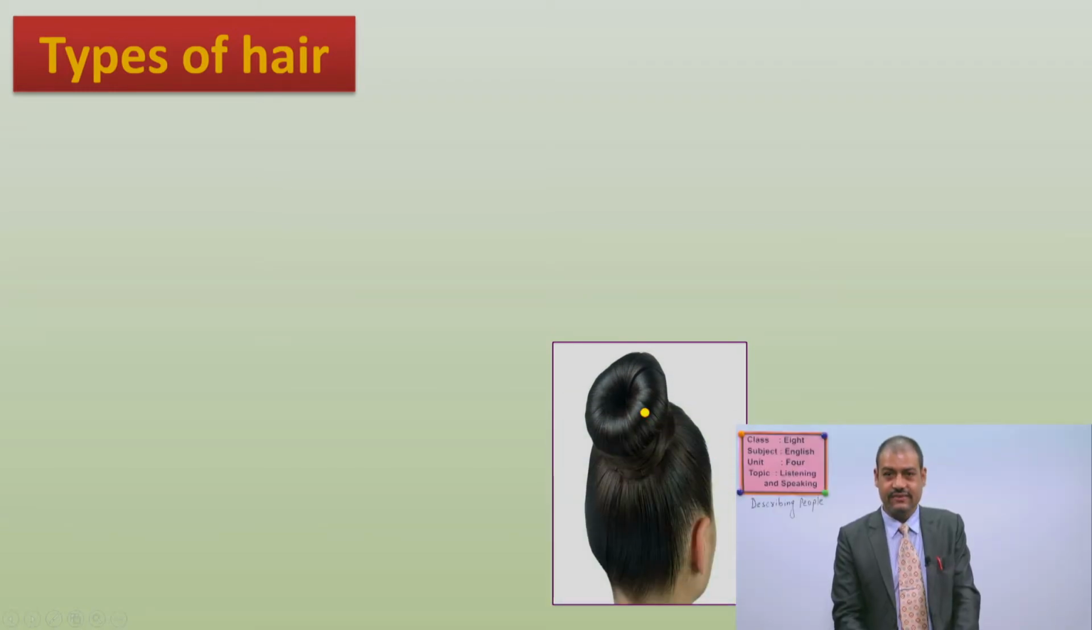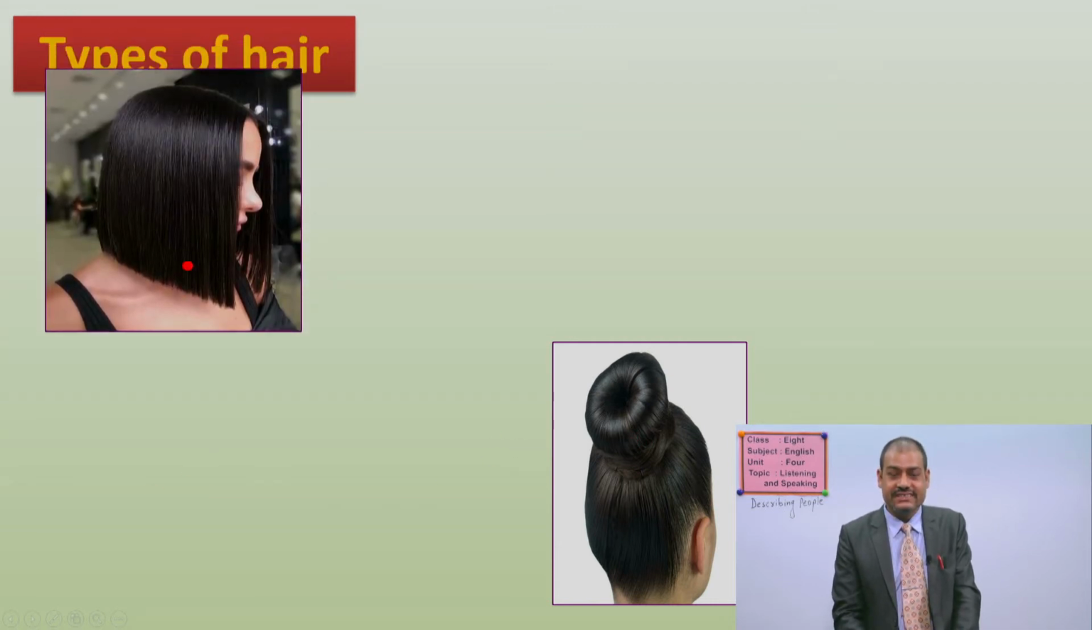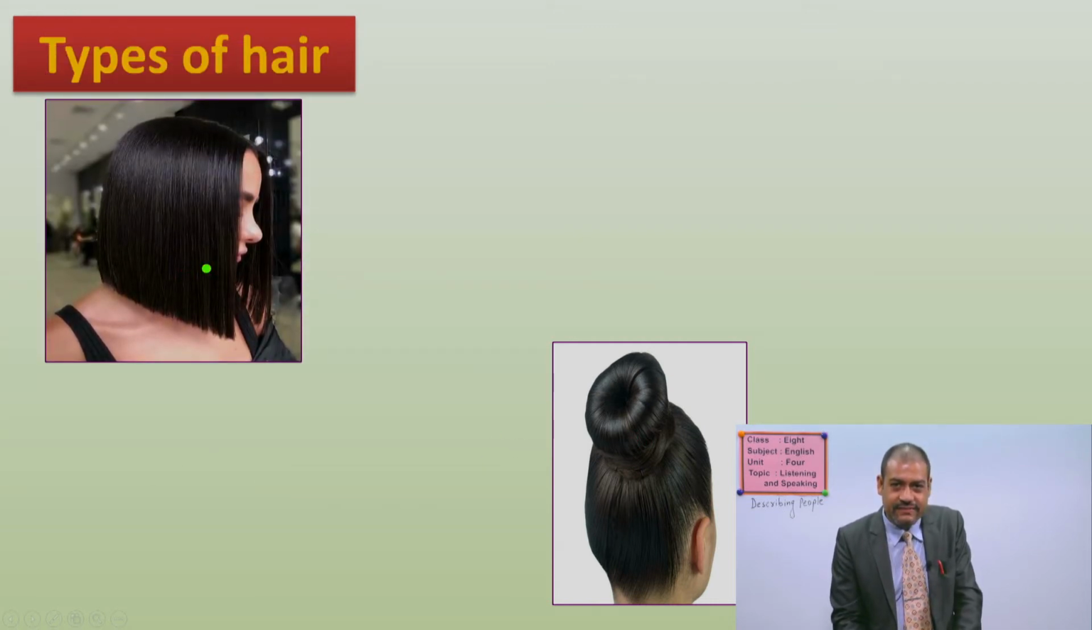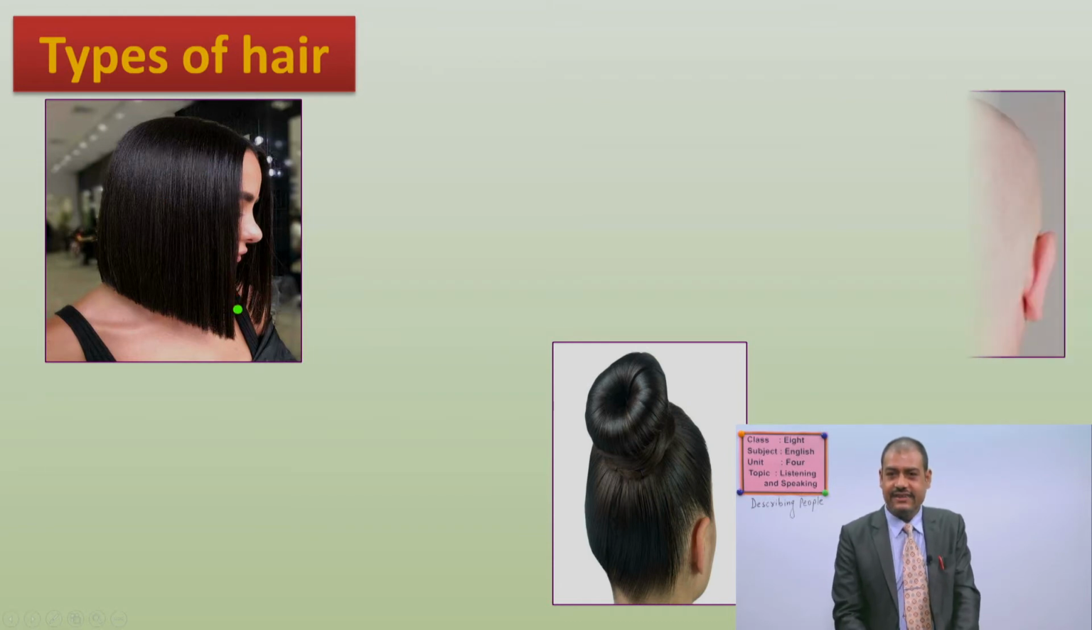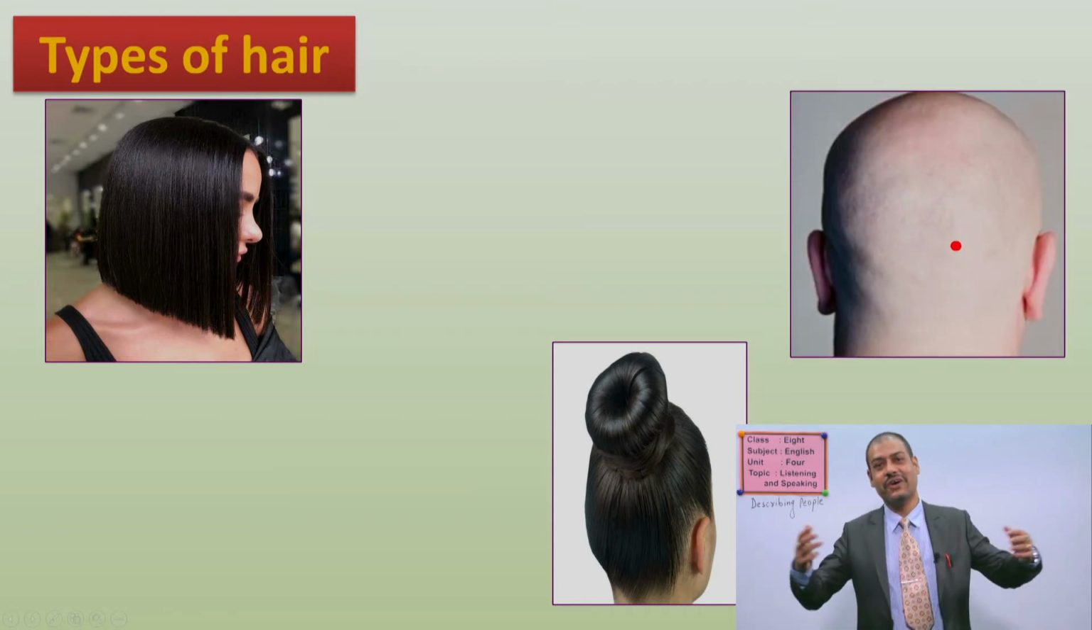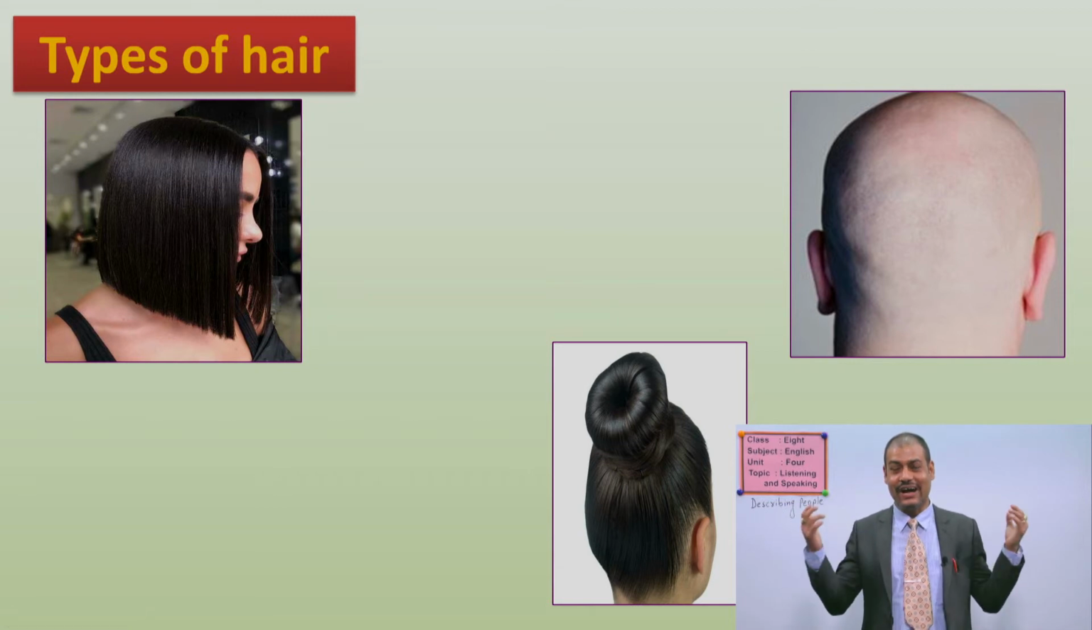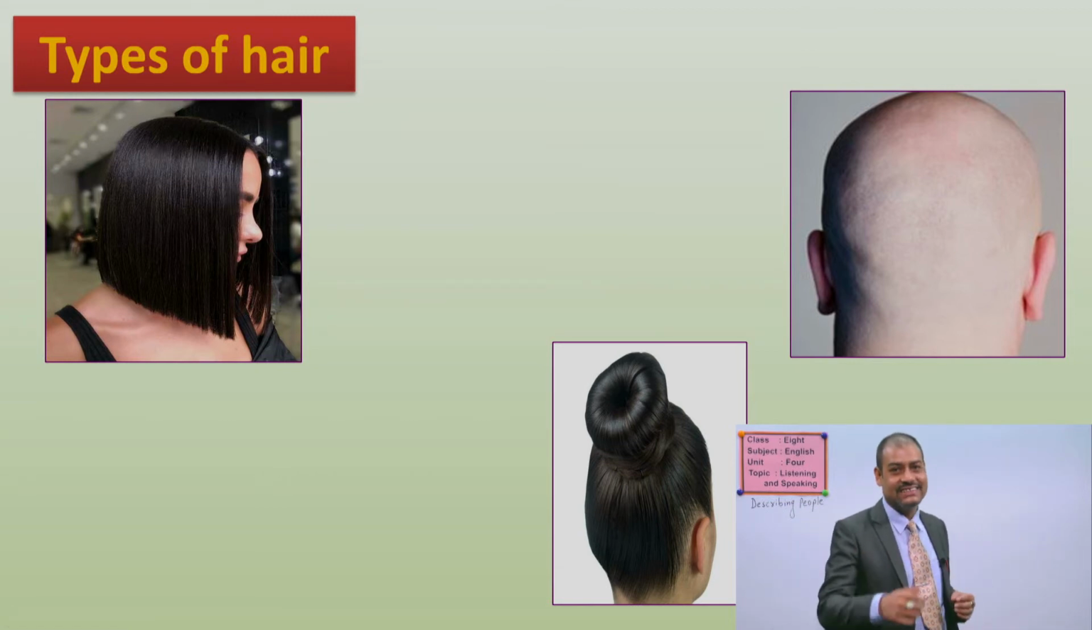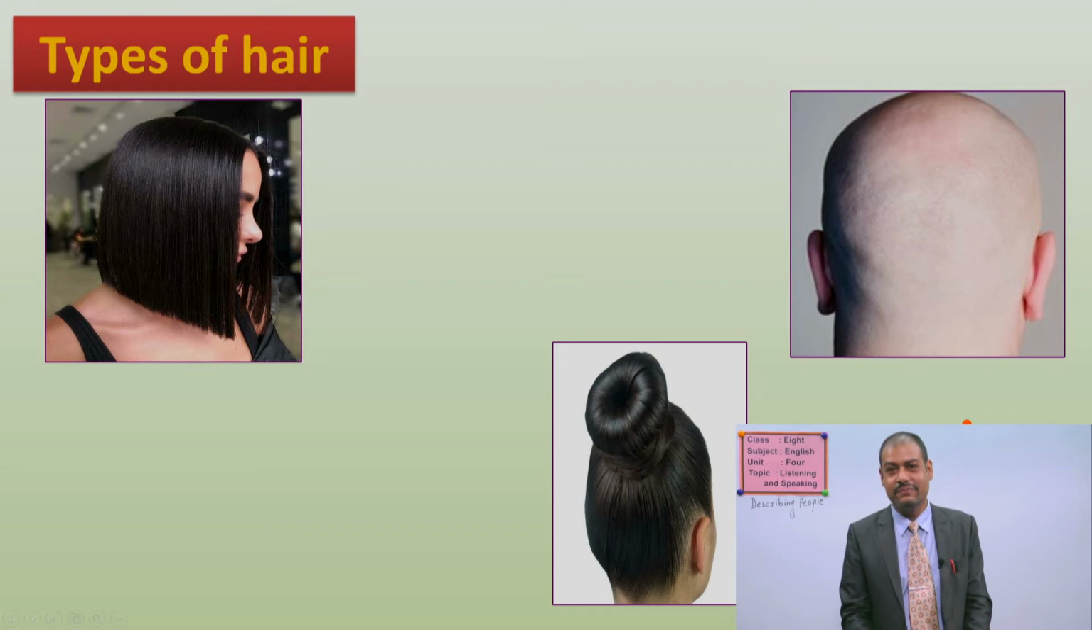See, this is bun hairstyle, B-U-N, bun hairstyle, okay. What type of hair is this? Can you tell? Can you describe? Yes, it is straight, short, straight hair, okay, very straight, and short. Another hairstyle, can you tell me? Oh, no hair at all. So how do you describe? Yes, it is bald, B-A-L-D, bald.